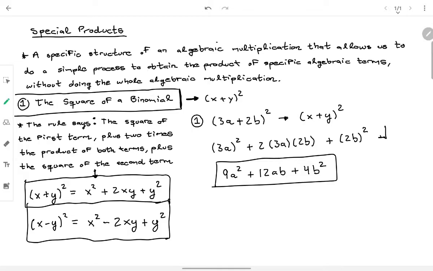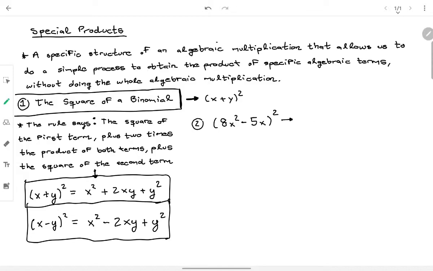Of course, maybe you can skip this specific step. Maybe you can go directly to the answer if you can do it mentally, but I will always put this specific part in order to remember the rule of the square of a binomial. Let's see another example. In the next one, we have 8x squared minus 5x, and all of the binomial is squared.